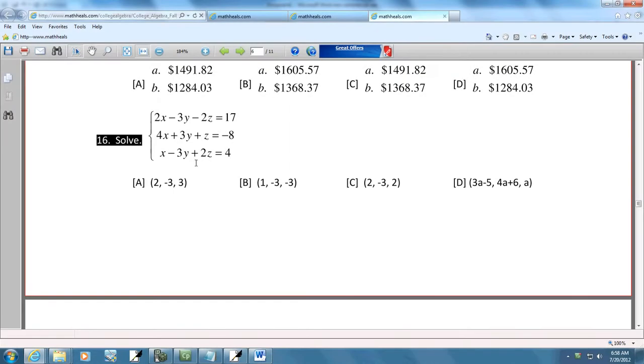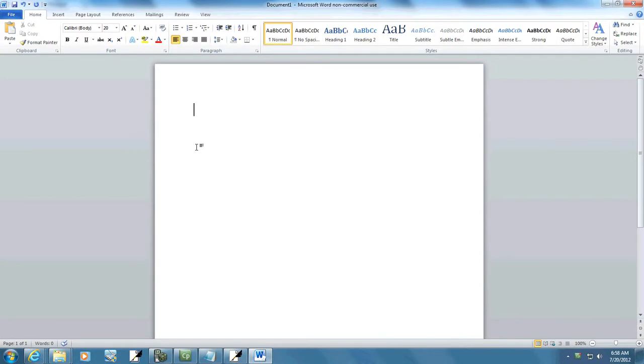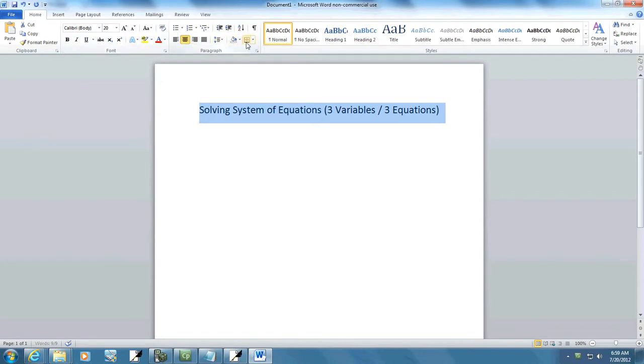Let's take a look at number 16. This is solving a system of linear equations. We've got three variables and three equations. So let's refresh our memory on our steps. Solving a system of equations, three variables, three equations, which implies we have our first equation, second equation, and third equation. So keep that in mind.